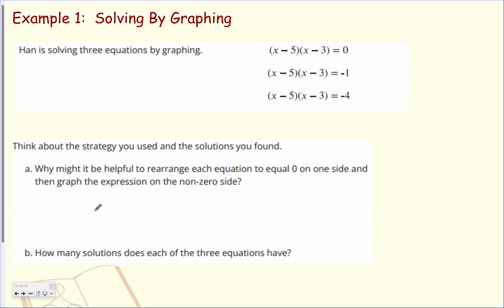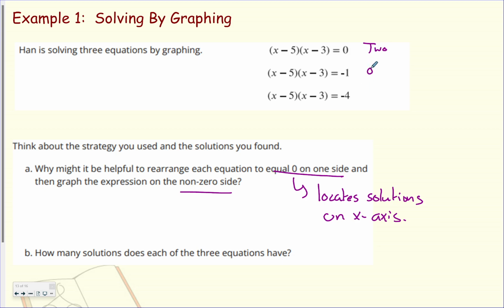Okay. So why did we put the 0 on one side and then graph the expression on the non-zero side? Why did we do this? We did this so that this locates the solutions on the x-axis. That's really why we do this, okay? Now, how many solutions did the graphs have? This one had 2 solutions, this one had 1 solution, and that one had none.